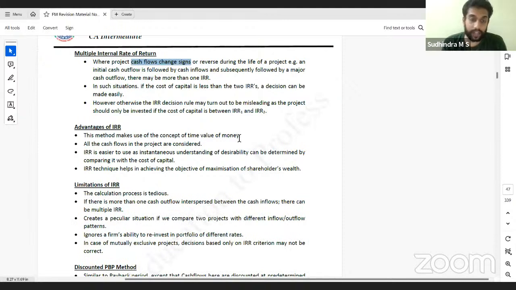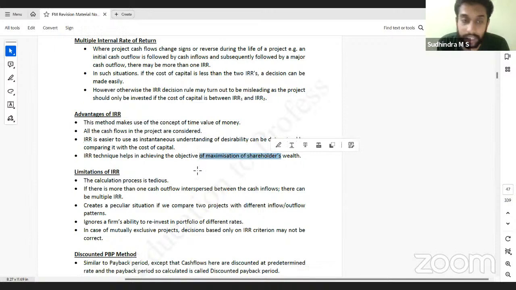Okay. What are the advantages of IRR? It considers the time value of money. That's always there. Then all cash flows are considered. NPV and IRR have the same advantage. Then IRR is easier to use, as an instantaneous understanding of desirability can be determined. Once IRR is there, you just compare with your expectation to get the decision. Then the IRR technique helps in achieving the maximization of shareholders' wealth objective.